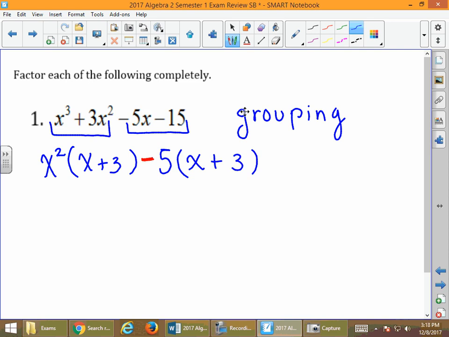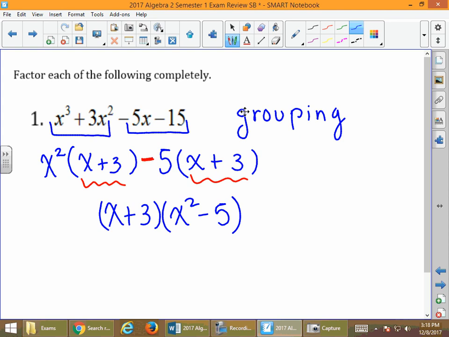And now what we see in our groups here is that we have x plus 3 from each group. And then we're left with, in the single terms from each group, the x squared and the minus 5. By the way, if you happen to write x squared minus 5 first and x plus 3 second, that is fine. That is allowed.